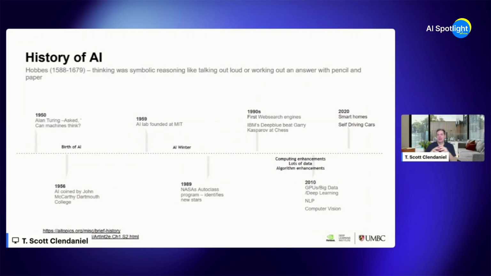So Hobbes was trying to come up with an idea of what thinking or intelligence was. And we're still having that argument 350 plus years later. All right, so what we've got listed here, we're going to start with, in 1950, Alan Turing asked, can machines think? And that was sort of the generic concept.